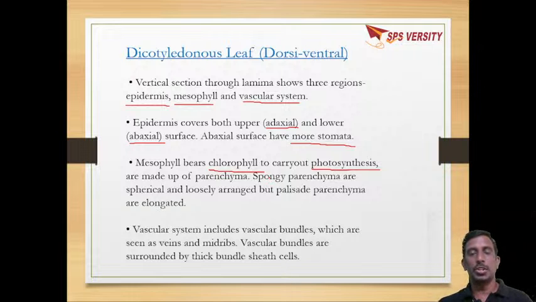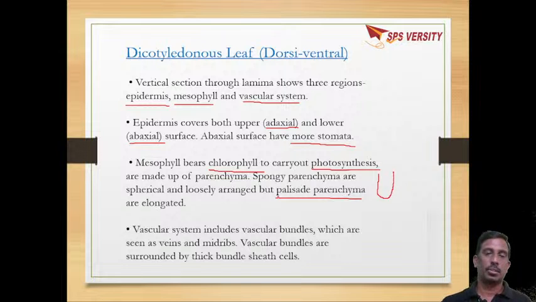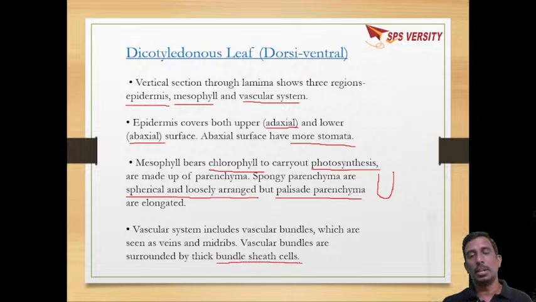Mesophyll में differentiated mesophyll रहता, that is towards upper epidermis, that is adaxial epidermis, palisade parenchyma are present, which are elongated cells. Spongy parenchyma are spherical and loosely arranged. So vascular system में vascular bundles रहता है, midribs और veins में आता है. Bundles or vascular bundles are covered by bundle sheath cells.